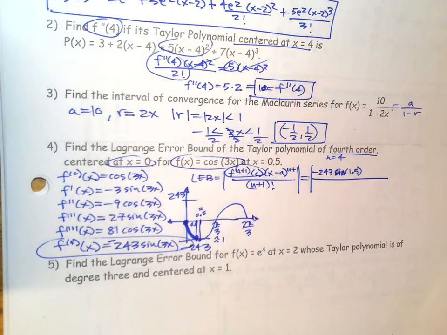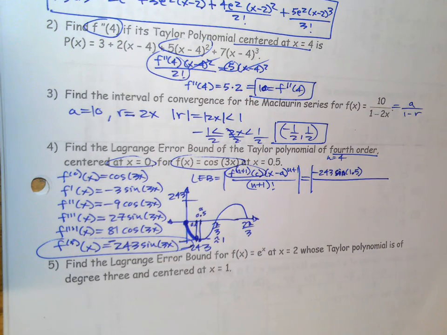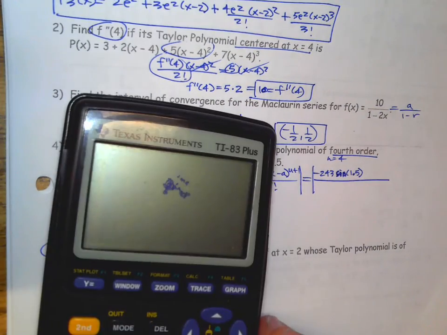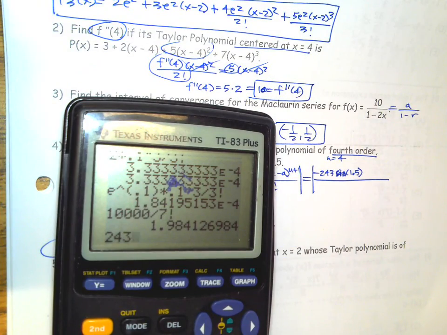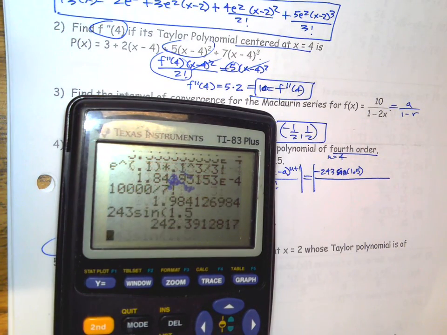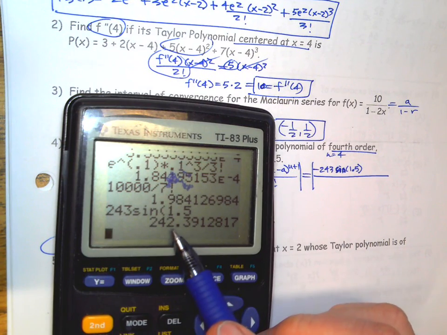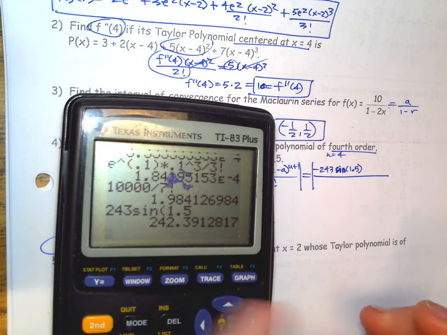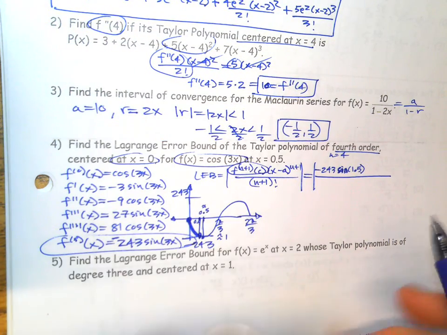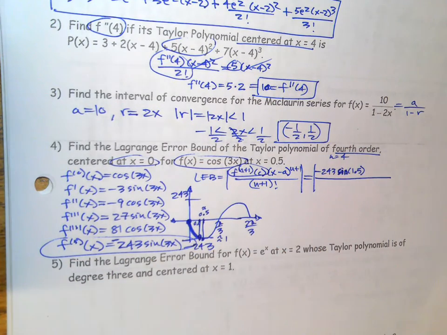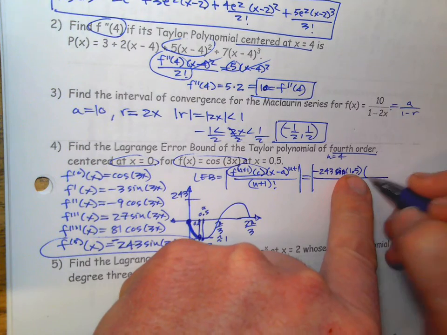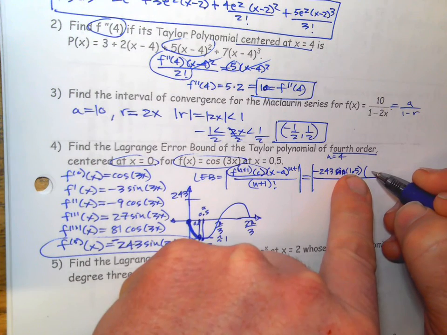Okay? Do not put 243 in. I mean, they might be really close. 243 sine of 1.5 is not quite 243. So your answer is going to be off. It's going to be wrong, but it's going to be wrong for a bigger reason, okay? Because you messed up with the value you chose.